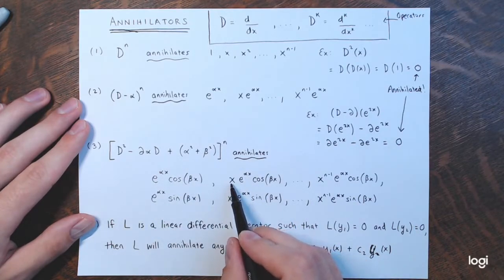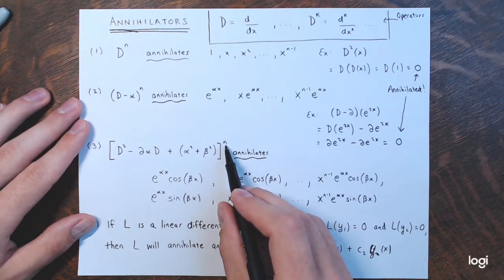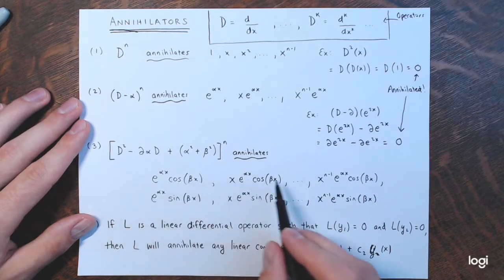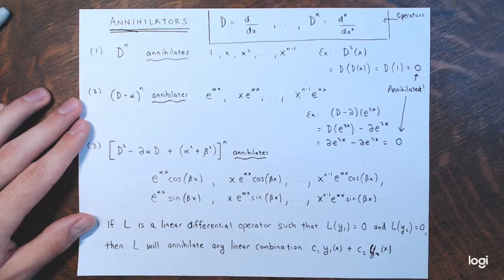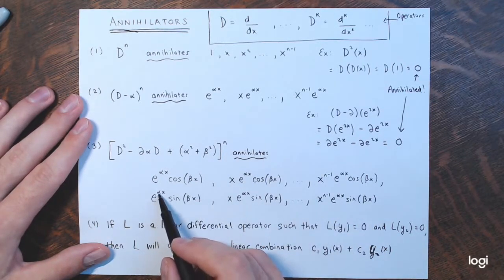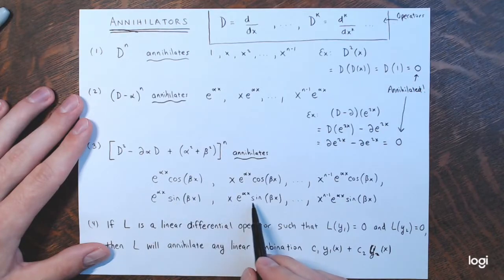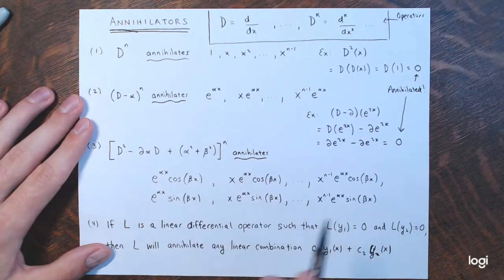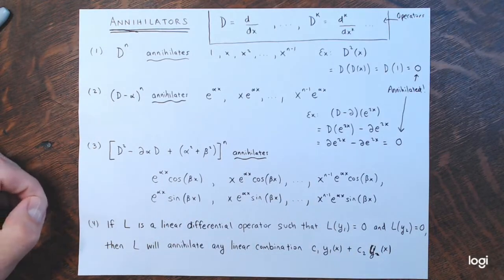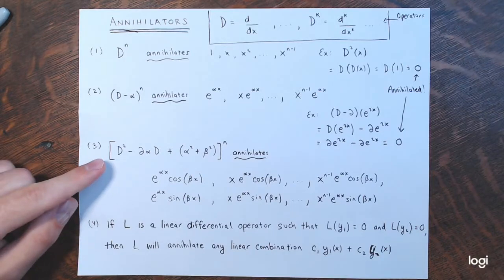And then, multiply these by any power of x up to x to the n minus 1, right? One less than this power on the operator. And all those will be annihilated by such an operator. And same thing involving sines. So e to the alpha x times the sine of beta x, and then times any power of x up to n minus 1. Those also will all be annihilated by such an operator. And again, I'll do an example later where we verify something like that.